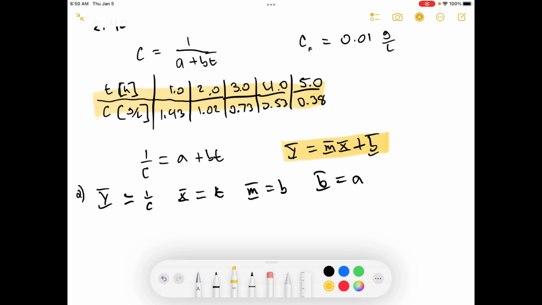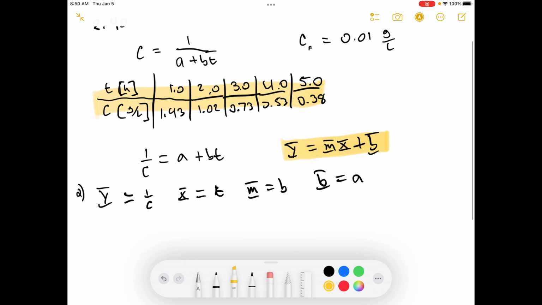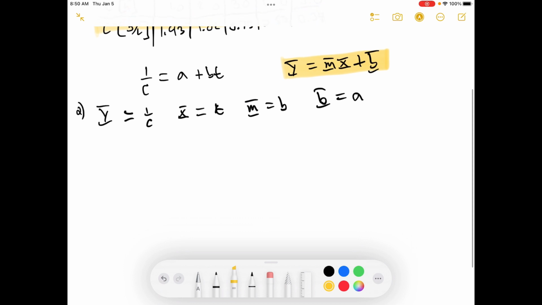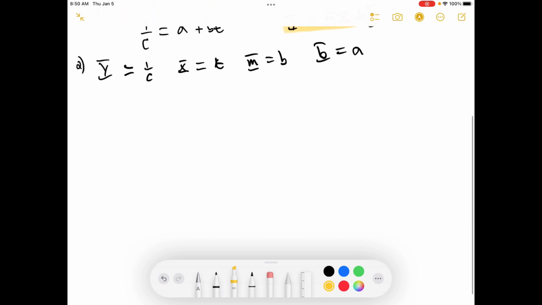Okay, so in the last problem, 2.39, I showed how you would calculate a line using Excel. And so I'm not going to use Appendix A like they suggested, because Excel does it way faster and it's just as accurate.